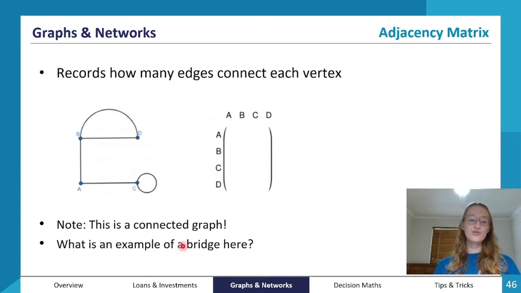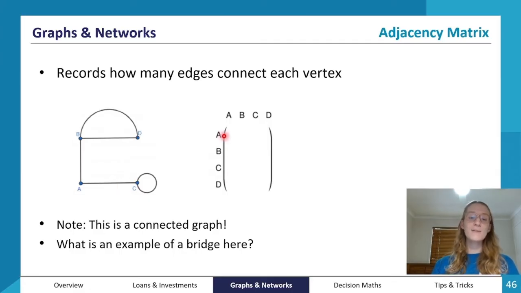And another quick thing I'll draw your attention to is what is an example of a bridge. That's some more terminology you might need to know. A bridge could be this one here, for example, this one here, for example, or this one here. Oh, not that one there, actually. Sorry, that's my mistake. That's not a bridge. But this is an example of a bridge, and this is an example of a bridge. And I'll leave it to you to think about why. So coming back to the adjacency matrix, it records how many edges connect each vertex.